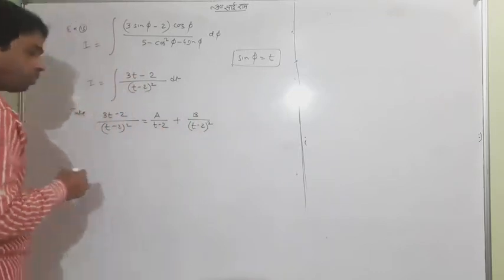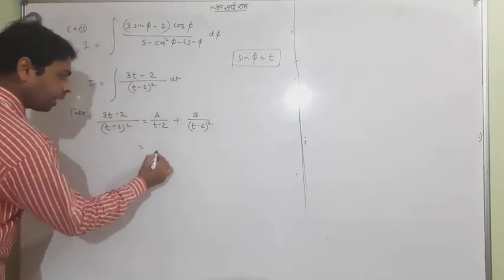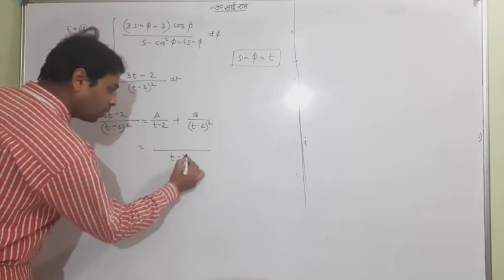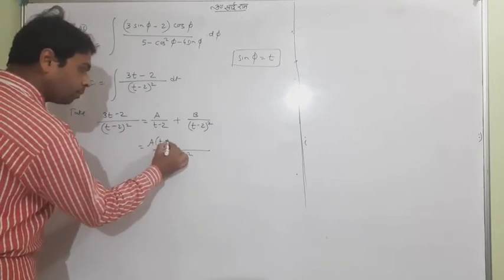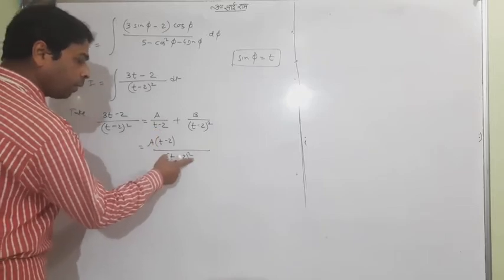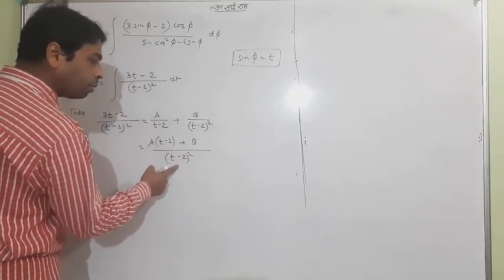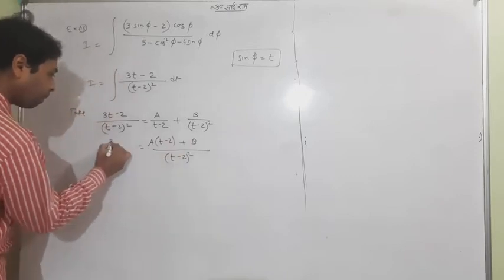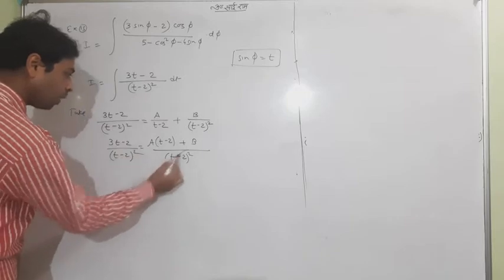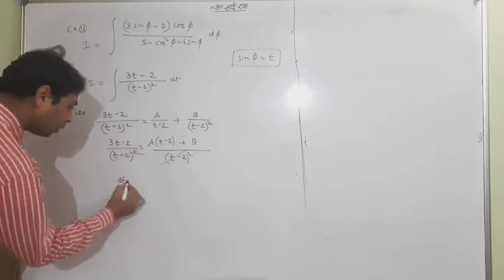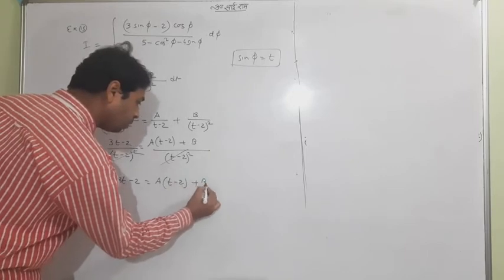Now what I'll do? I'll take the LCM. LCM is always equal to this one. So along with a, what will come? t minus 2 will cancel one power, and b is cancelling completely, so only b is remaining here. So 3t minus 2 upon t minus 2 square, both cancel: 3t minus 2 equals a(t minus 2) plus b.